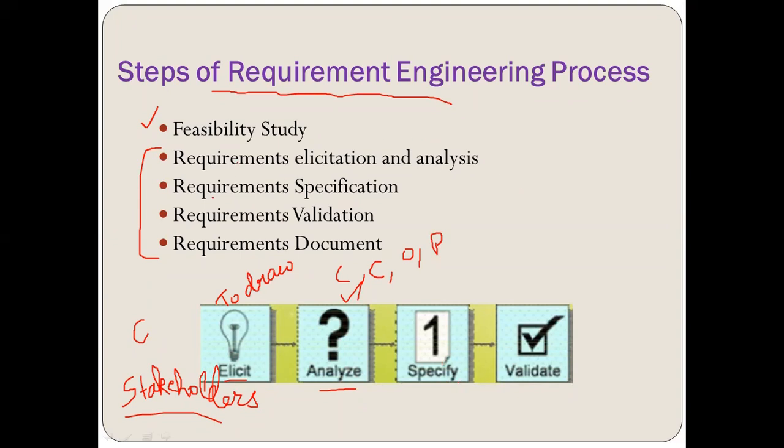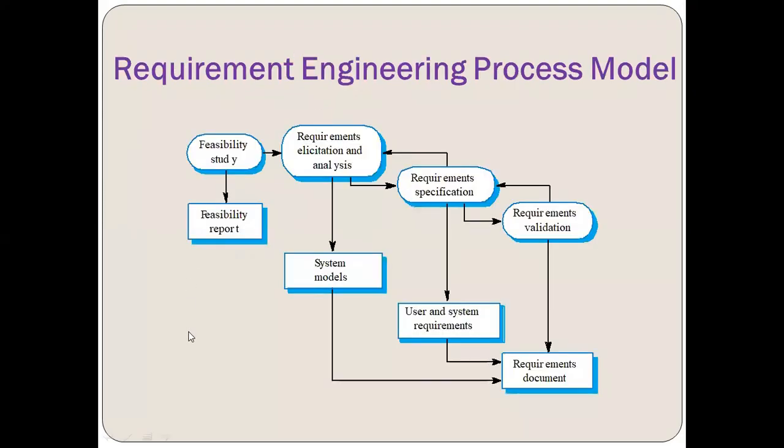Now, after this, validation means whether we have worked for the right product or not. Then the requirements document: these particular requirements which have been prioritized and gathered need to be documented further. Now let's see the first thing, what actually the feasibility study is.